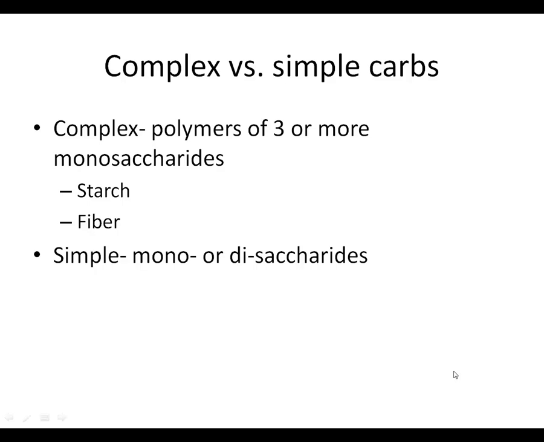So I just wanted to remind you of what simple and complex carbs are. Complex carbs are those carbohydrates that are formed from chains of 3 or more monosaccharides, and that includes starch and fiber. Simple carbohydrates are those that have either 1 or 2 monosaccharides hooked together.